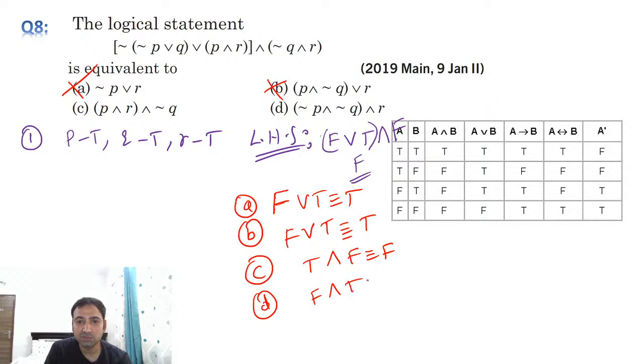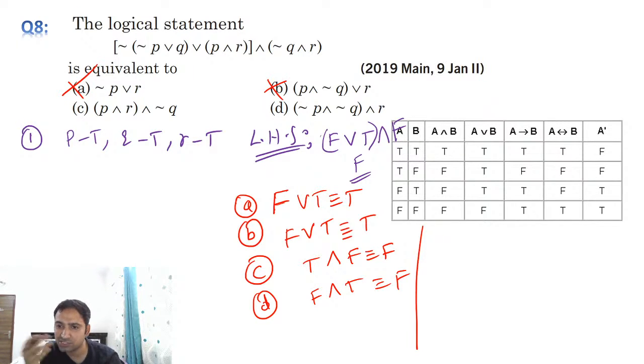False and true is equal to false, guys. Yes. The answer should be either option C or option D, guys. Now let's take one more substitution. This time you take a different substitution, as true, true, true is already over. So now maybe you can take true, false, true, or true, false, false, or false, false, false.